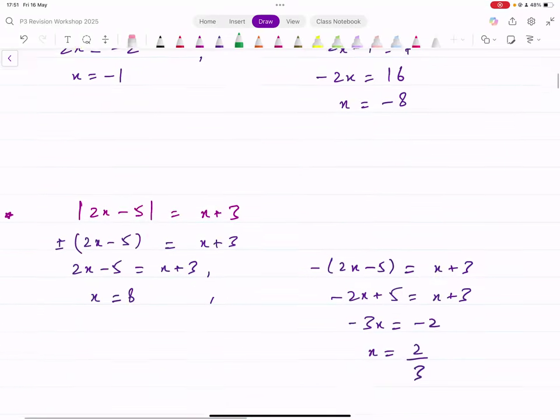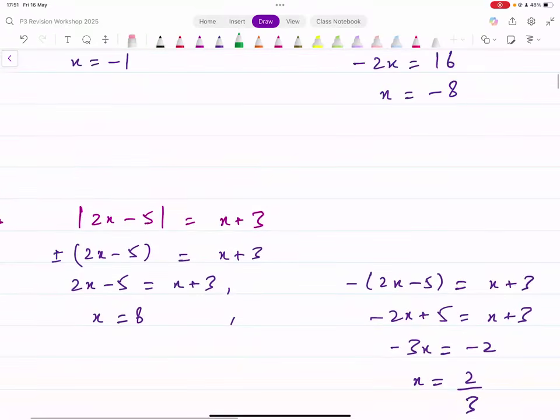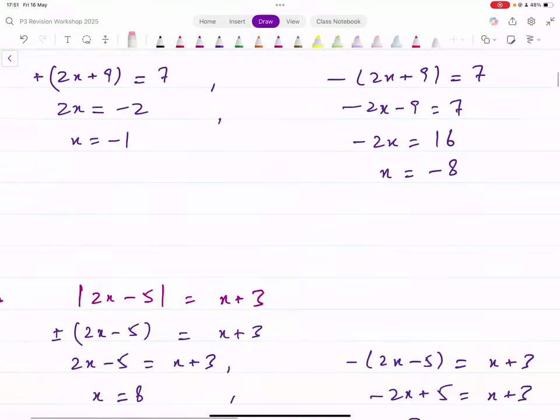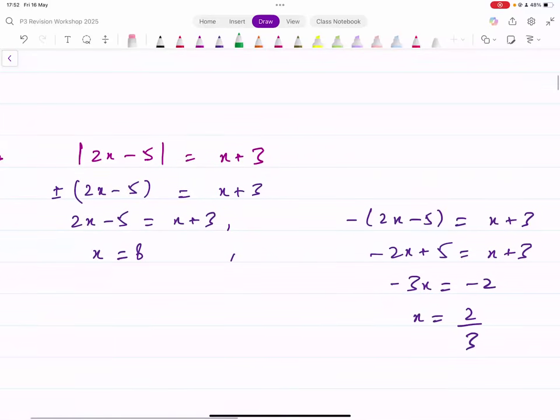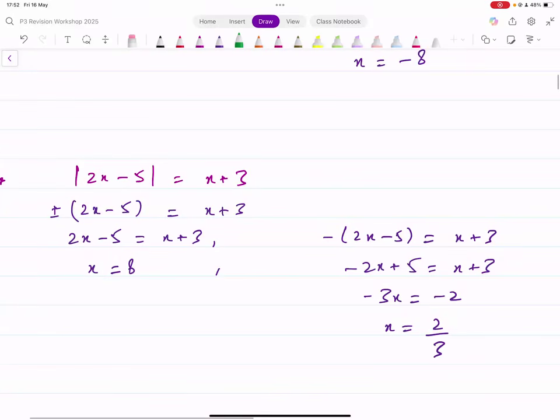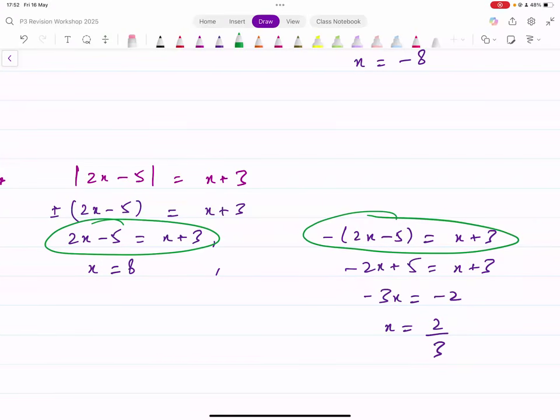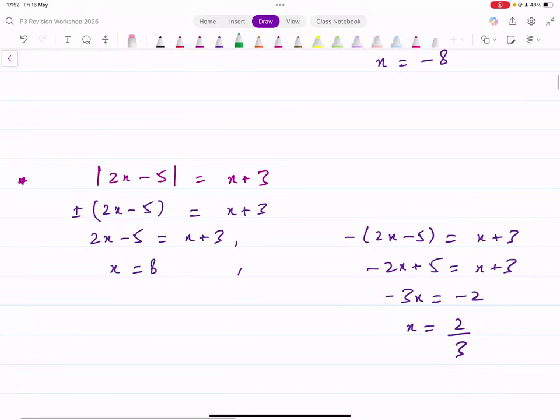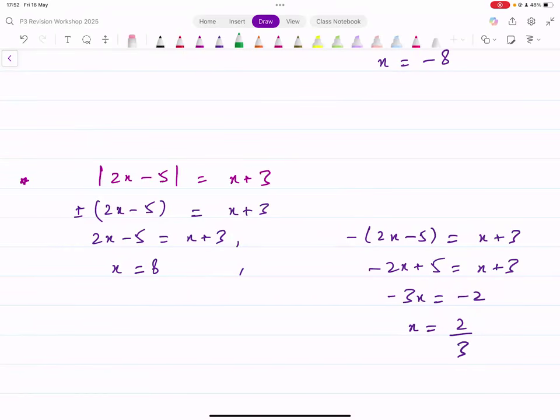You could have something more complicated like this. In the previous example, we had a constant on the other side. You can have some variable on the other side as well, like this. Again, you've got modulus here. All you have to do is remove the modulus, put plus minus in place of that. That will split your equation into two parts, one with the positive sign, one with the negative sign. Solve those two equations separately, you'll get the values of x, which will be the solutions of that equation.